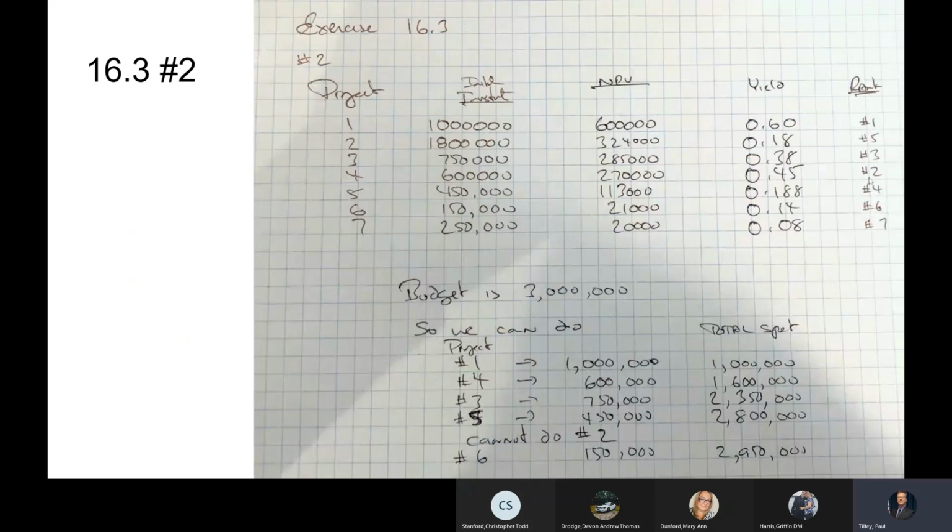Number 4 has the second best yield. Number 5 has the third best yield. And we go through the process there. We kind of rank them effectively, and then we just do them according to the budget.